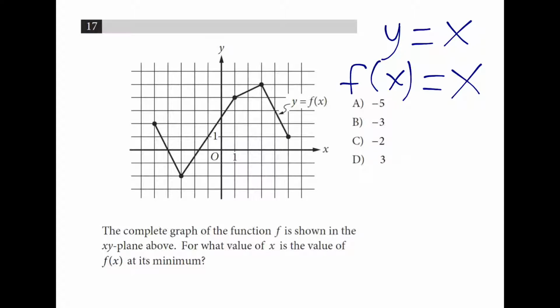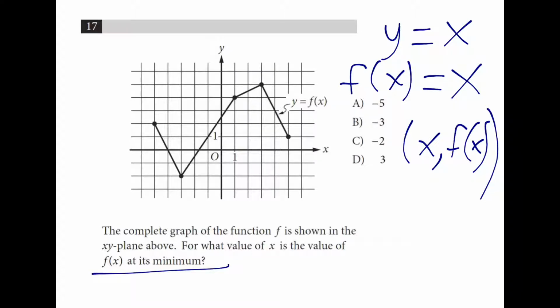So you put in some value x, and f of x is what you get out of the function. If we're looking at an individual coordinate, we might consider it as x, comma, f of x. This is relevant here because they ask about for what value of x is the value of f of x at its minimum. So the minimum y value is here. And they're asking for what value of x is this the case. So we go on up to our x-axis, and the answer is -3.